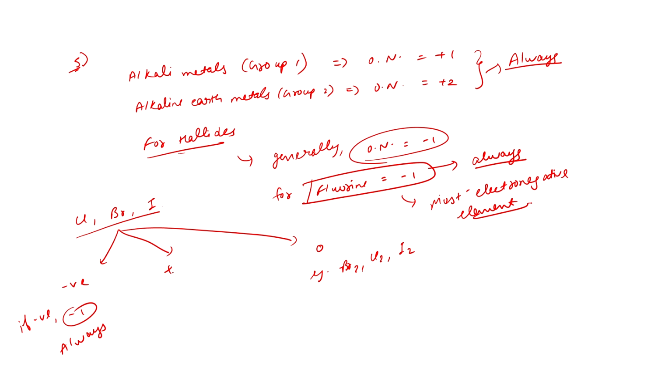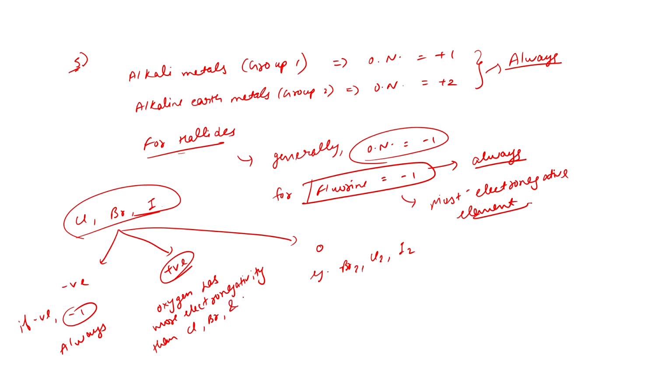Okay. It can have a positive oxidation number also. Now, when can it have a positive oxidation state? Because for Cl, Br and I, there exists an element that has more electronegativity than chlorine, bromine and iodine. What is it? Oxygen has more electronegativity than chlorine, bromine and iodine. So, it can have an oxidation number of +1, +3, +5, +7, it can also go up to that.